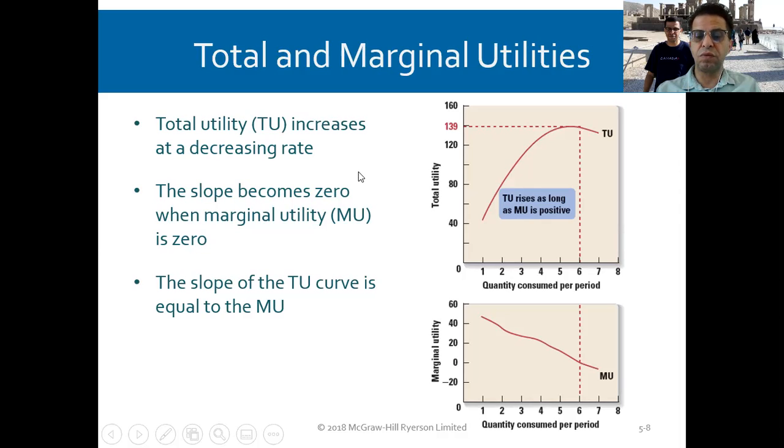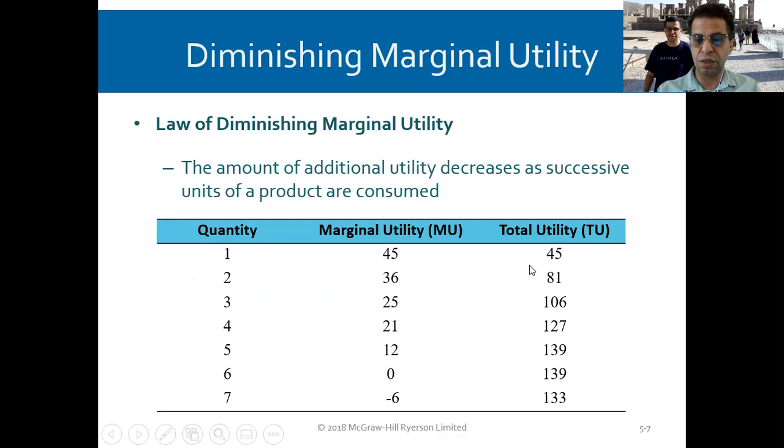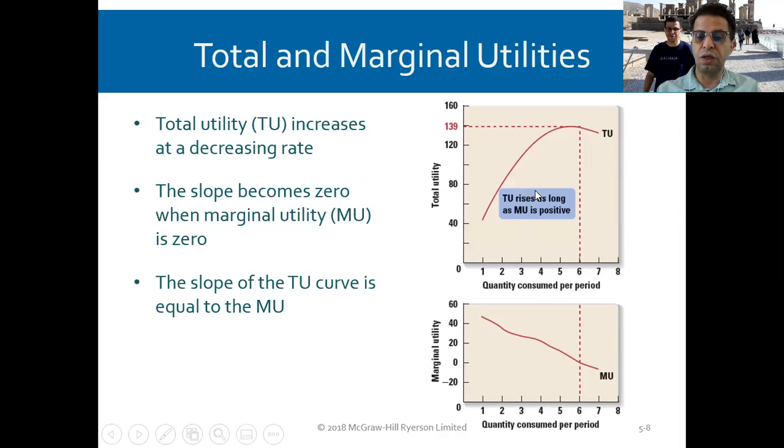So the total utility, or TU, increases at a decreasing rate. This is the total utility. As you see, it keeps increasing, but at a decreasing rate. It's decreasing, but not becoming negative. That's a different thing. And so TU rises as long as MU is positive.